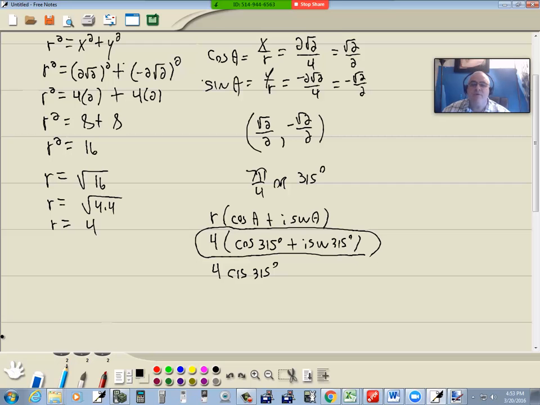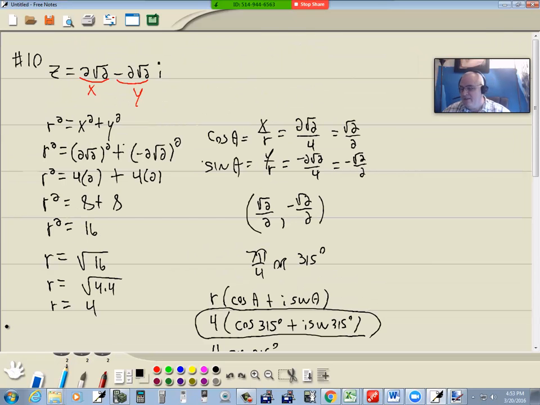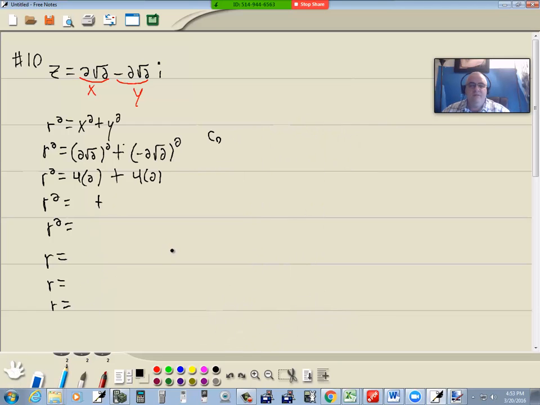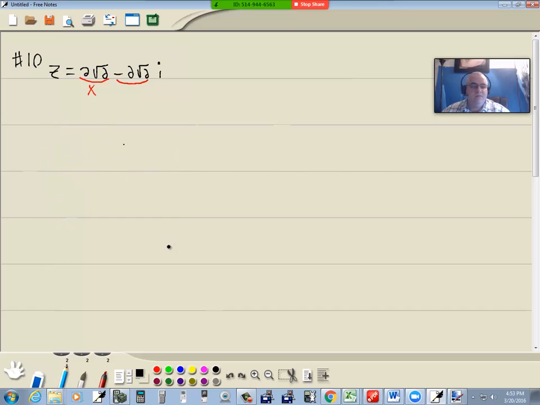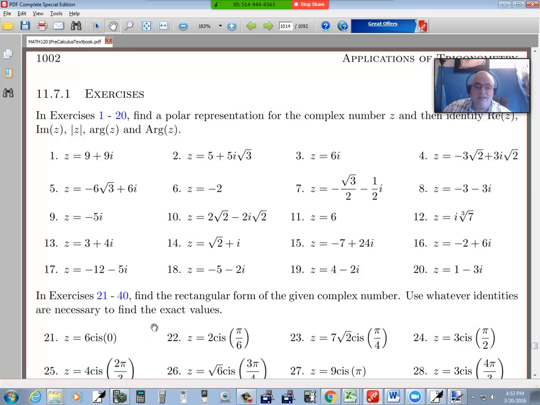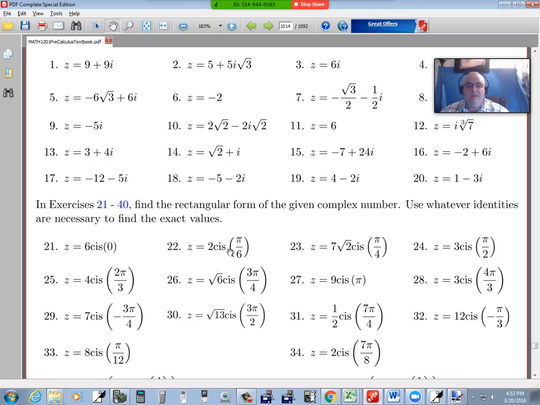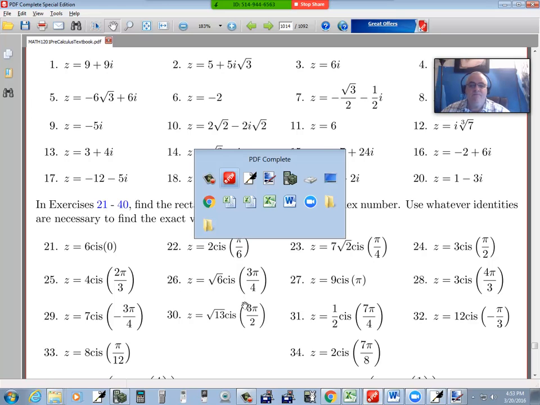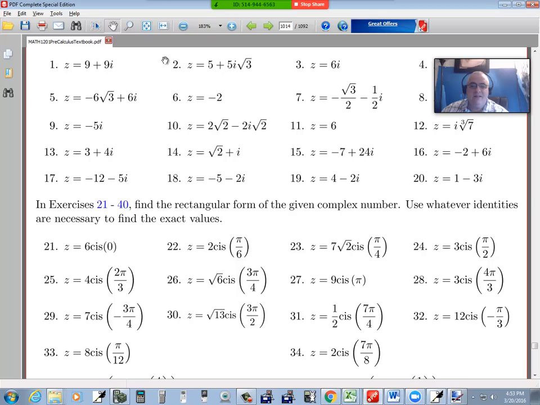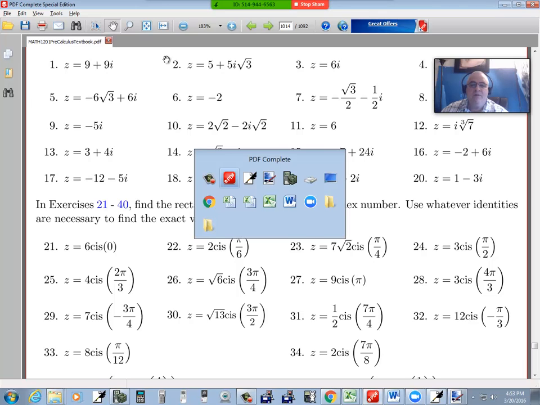Okay, that was number 10. So let's look at 26. Let me clear this off. Number 26 says we got z is equal to square root of 6 CIS 3 pi over 4.